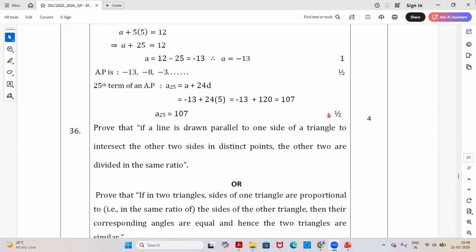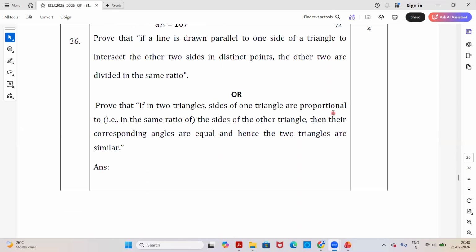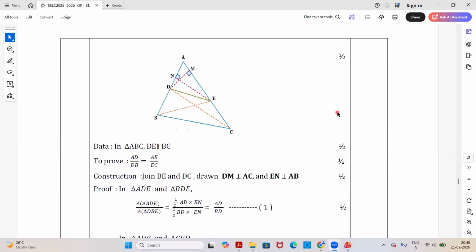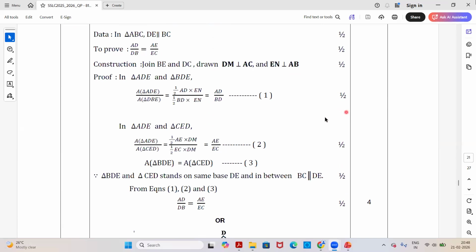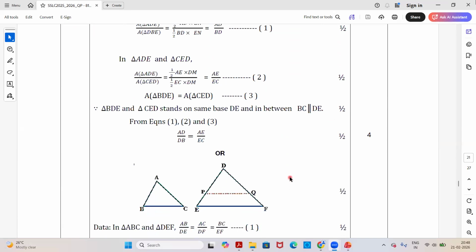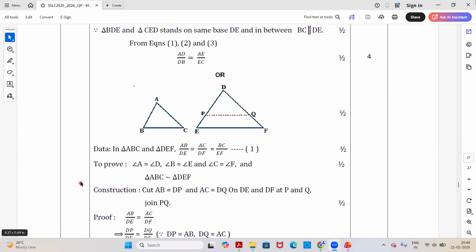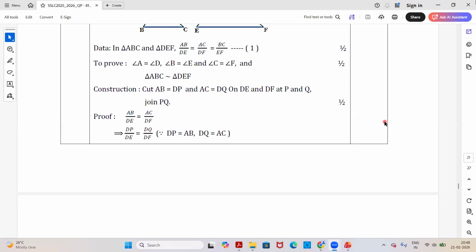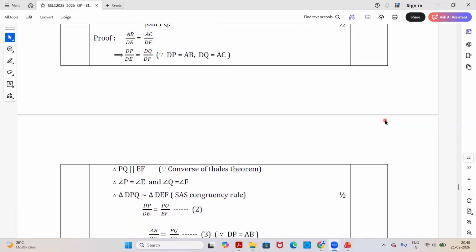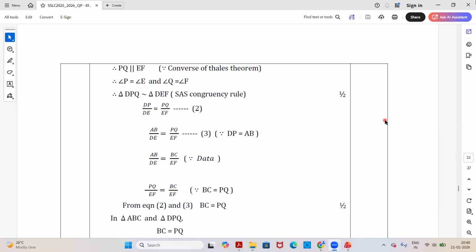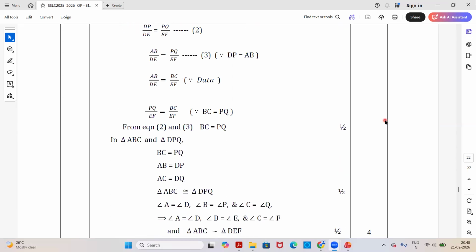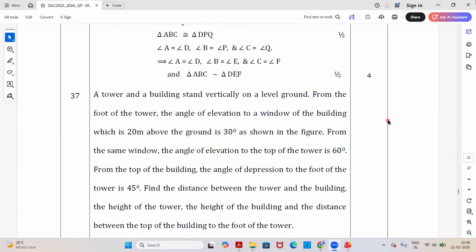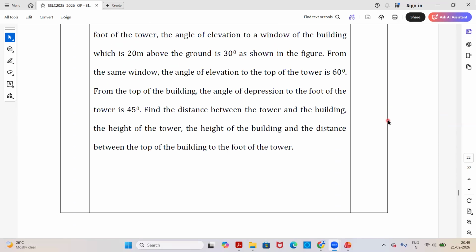So again, question 36, again 2 options, 2 questions. The answer starts here for the first one, and for the second one, it starts from here. I hope this answer key is going to help you all in solving the problem and preparing for your exams. So thoroughly revise all the model papers because most of the questions will be repeated from the model papers as well. So here we come to question 37.